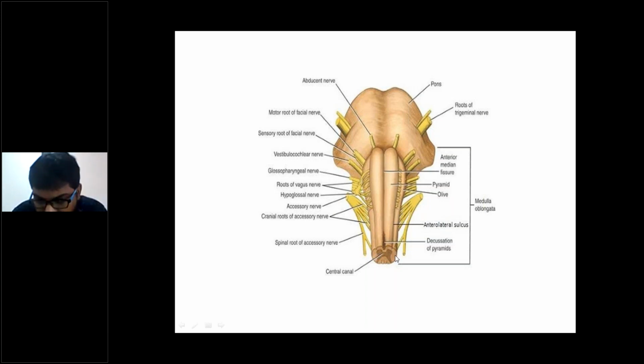Yes, sir. This is spinal cord. The spinal cord goes as the spinal root of accessory nerve. So this is medulla, brain stem, cranium, so this is the cranial root of the accessory nerve, 11th nerve. So this is the 11th nerve, 11th cranial part, and this is the spinal root. The spinal root of accessory nerve was asked one time actually. Okay, so remember that.